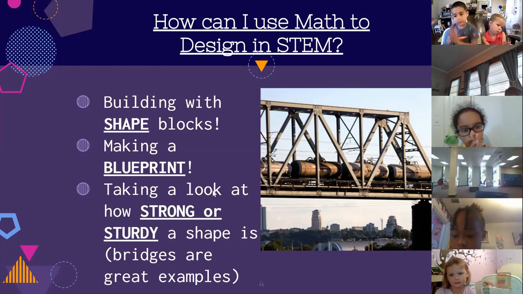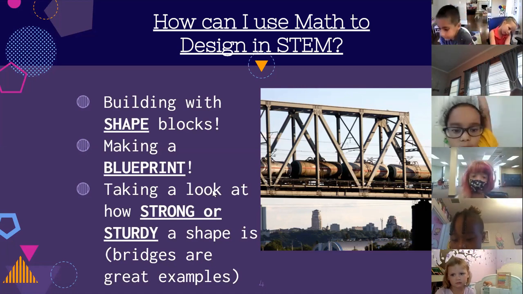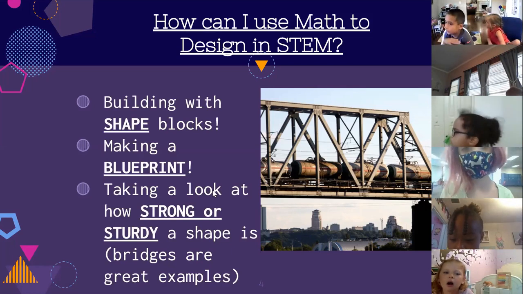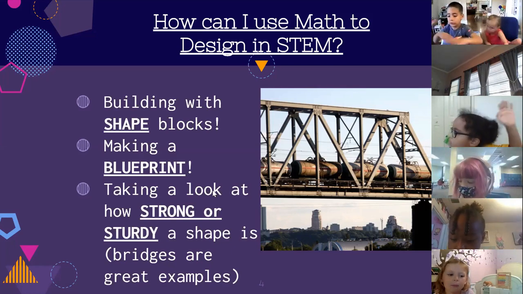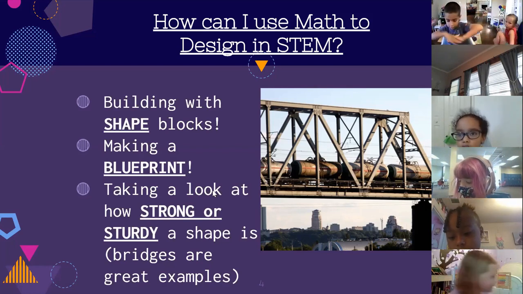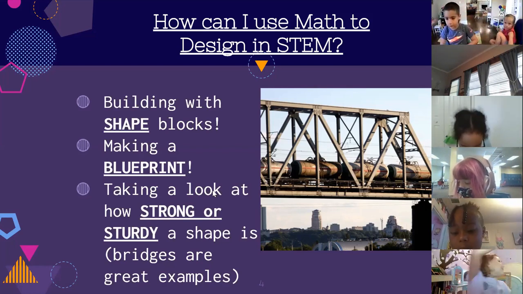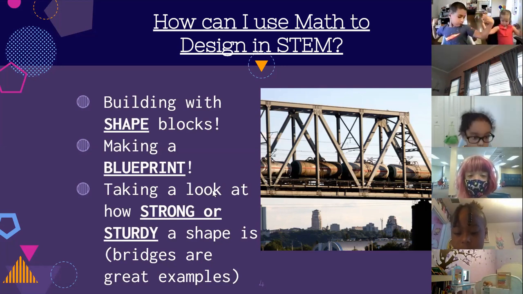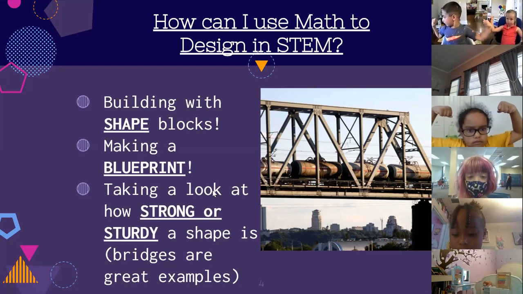And so when we're talking about STEM, when we build things, remember when we're talking about engineering, math is going to help us make something super strong. And the shapes that you just pointed out are going to make things super strong. Can everybody do super strong? Show me super strong. Ready? 1, 2, 3. Super strong.